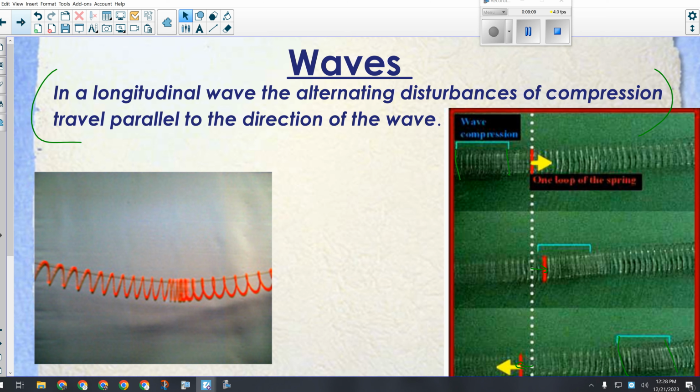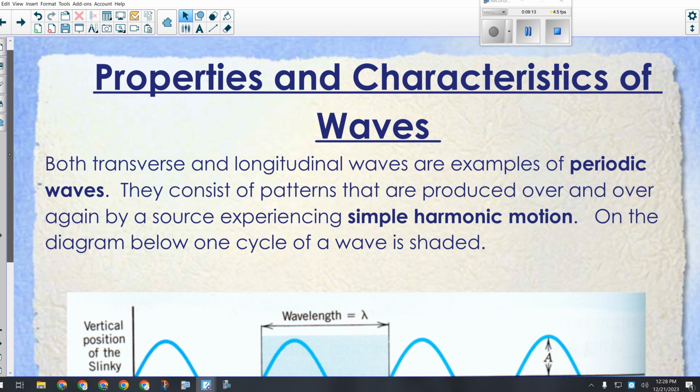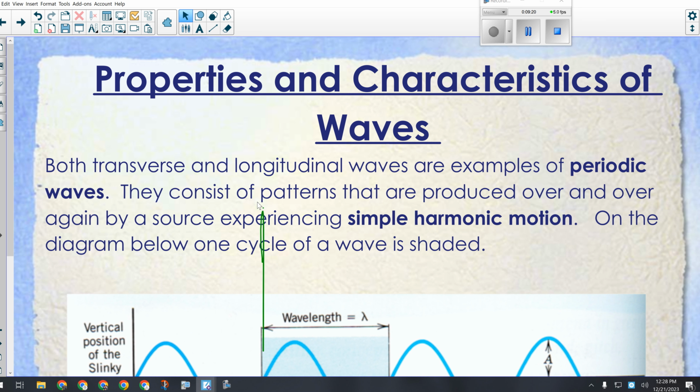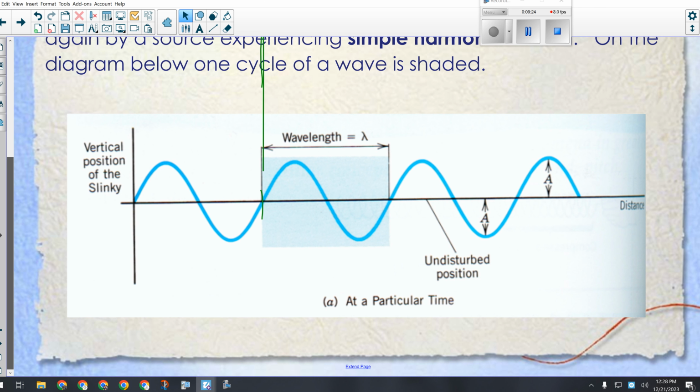When we're talking about waves, both types of waves are produced by something oscillating with simple harmonic motion. We've already talked about this. The length of one complete cycle, whether that is a transverse or a longitudinal wave, is going to be the wavelength. The maximum distance from equilibrium that the medium is going to be disturbed by the wave is the amplitude of the wave. And then obviously you've got period, frequency, all of those same things that we talked about before.